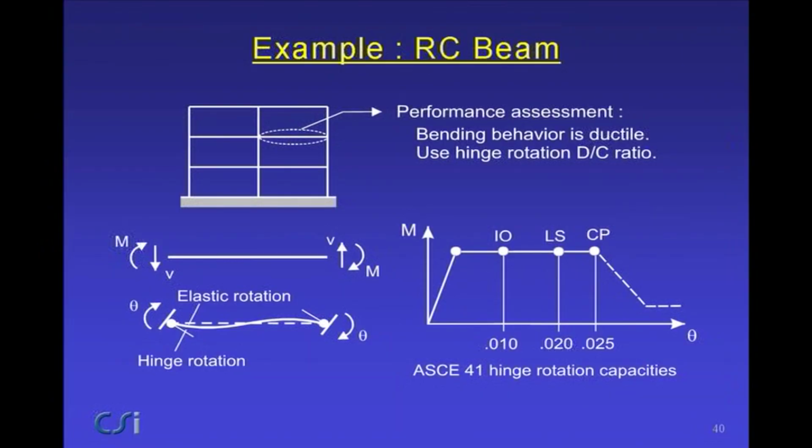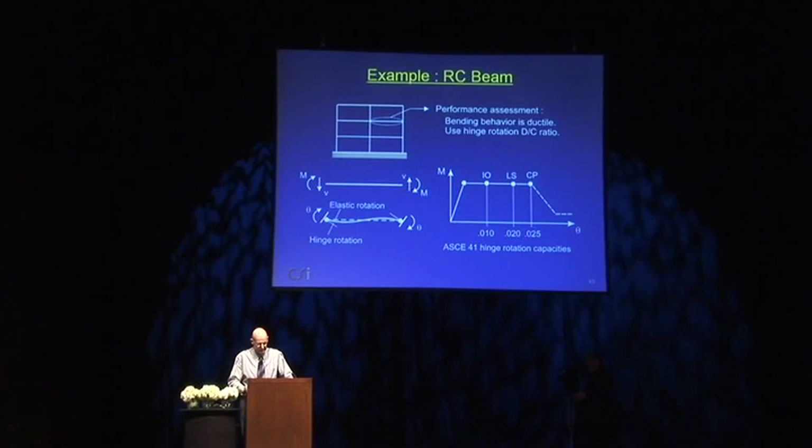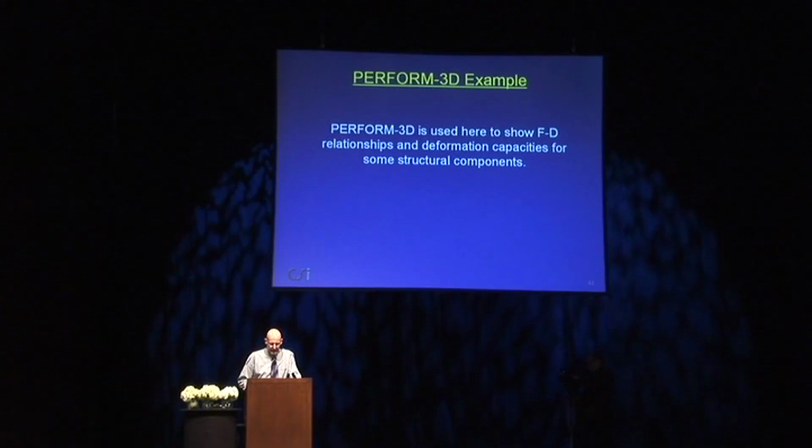ASCE 41 says for IO, the hinge rotation capacity from here to here, the plastic hinge rotation capacity, is 1%, 0.01. Life safety, 2%, 0.02. Collapse prevention, 2.5%, 0.025. These are typical rotation capacities for a reinforced concrete beam. It's not quite that simple, but that's fairly typical.